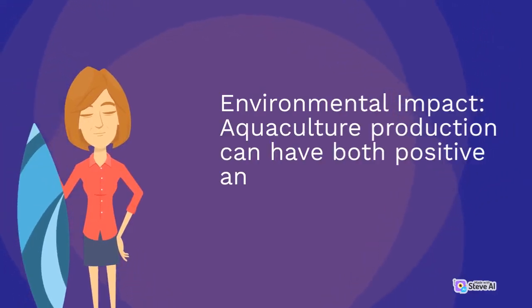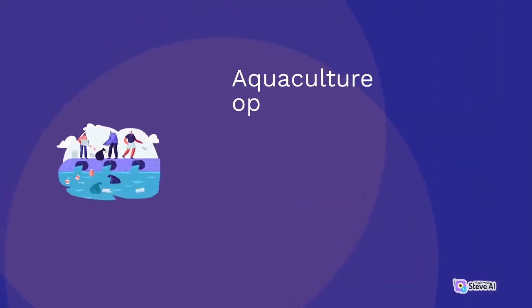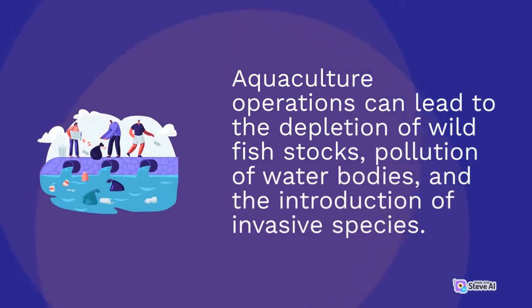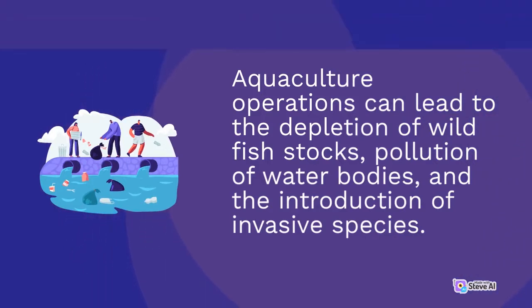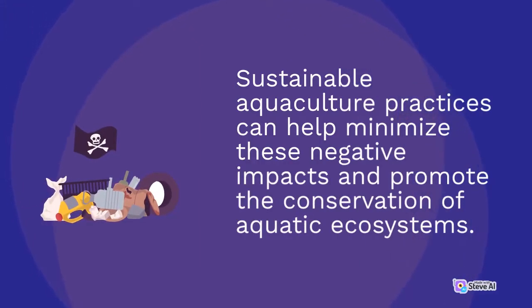Environmental impact. Aquaculture production can have both positive and negative impacts on the environment. Aquaculture operations can lead to the depletion of wild fish stocks, pollution of water bodies, and the introduction of invasive species. Sustainable aquaculture practices can help minimize these negative impacts and promote the conservation of aquatic ecosystems.